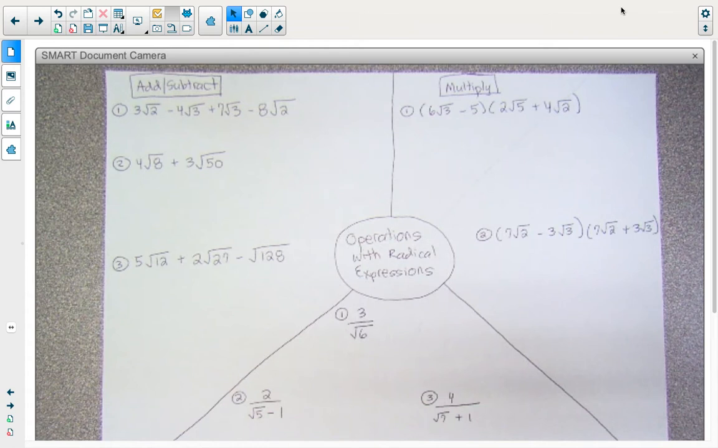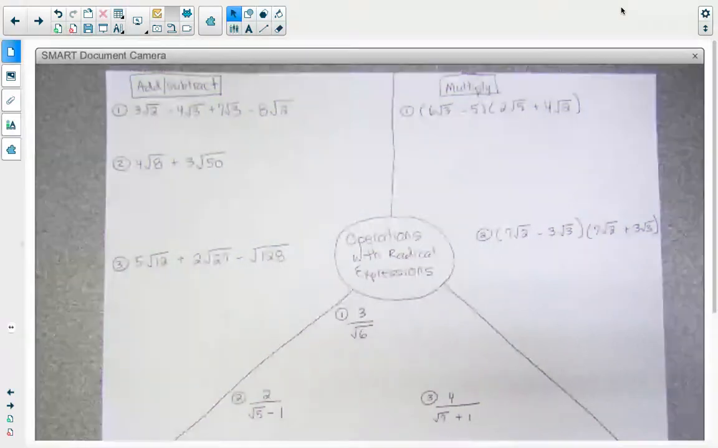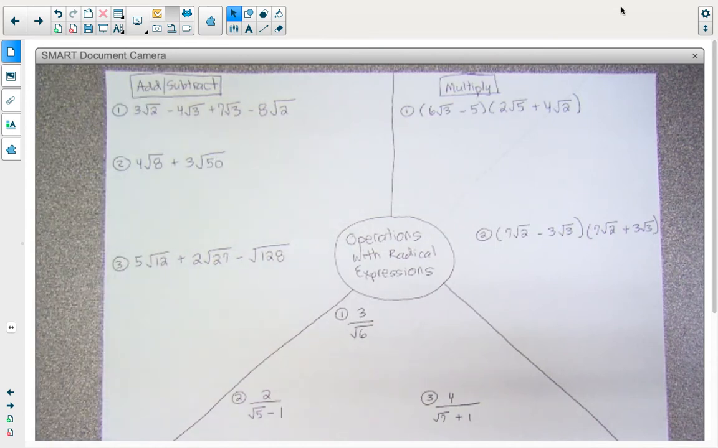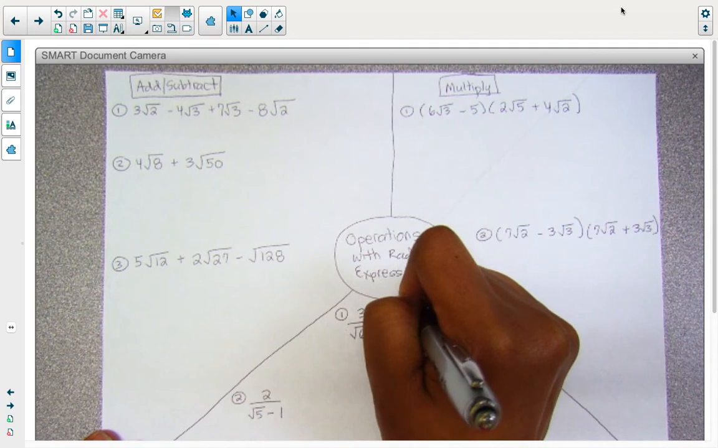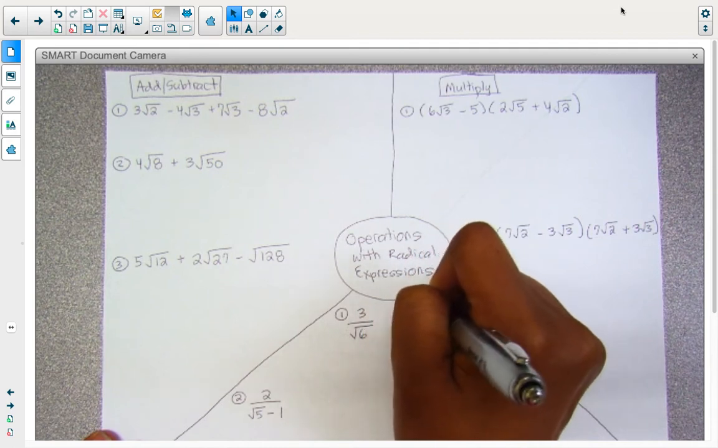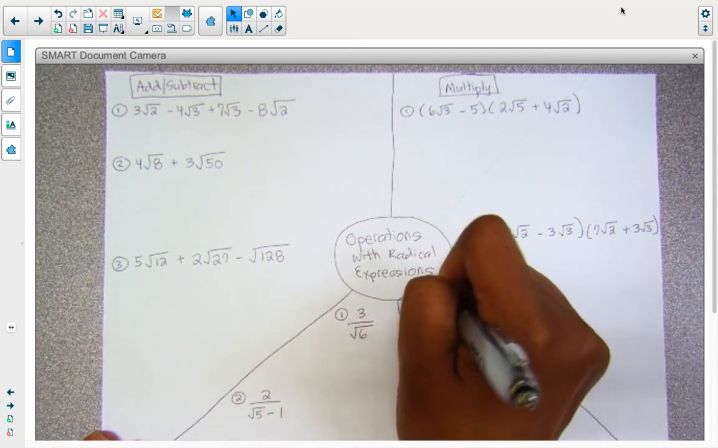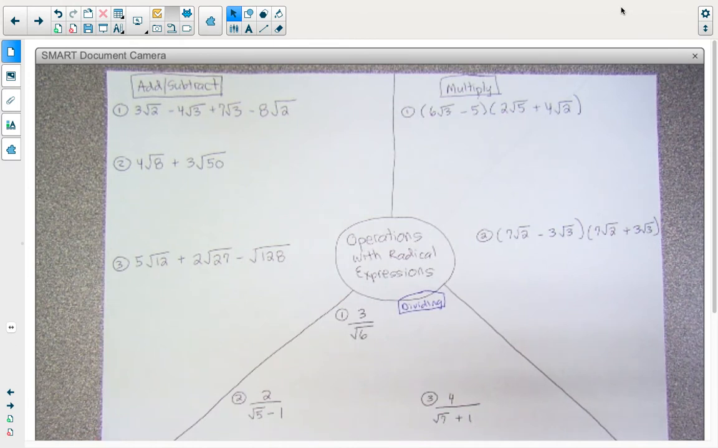So there's three different sections. You should have an adding and subtracting section, a multiplying section, and also a dividing section that I forgot to label, but no problem. This down here is going to be our dividing section. Adding and subtracting, we do those the same way. Multiplying, you do that the same way. And then dividing, you do that a little bit differently.